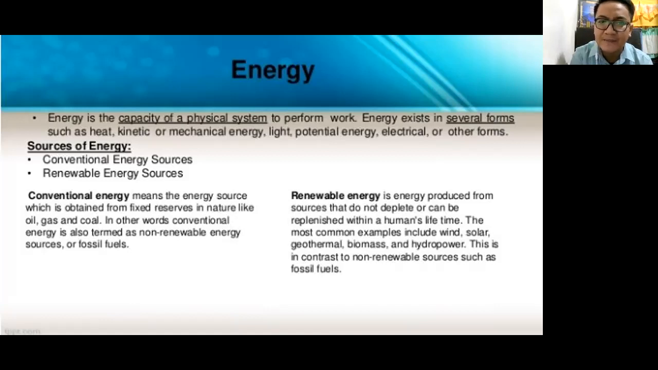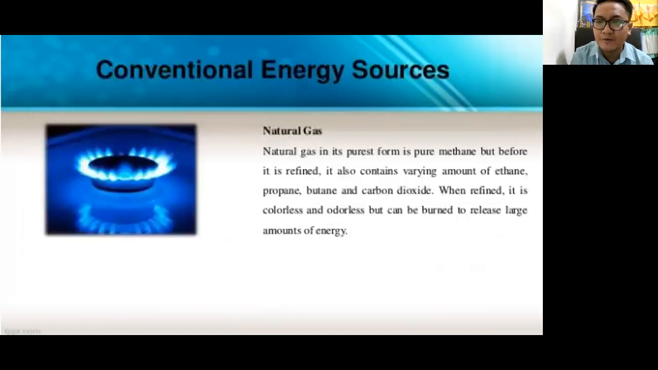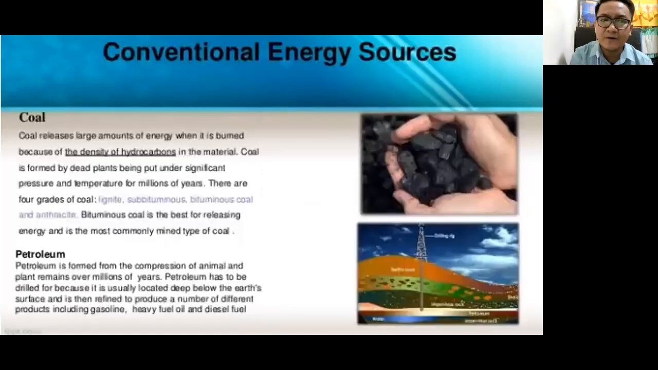Mapapansin po natin mamaya po yun. Ito po yung sample ni conventional or non-renewable energy sources. The natural gas. When refined, it is colorless and odorless but can be burned to release a large amount of energy. Nag-release din ng some gas or chemical na tinatawag nating ethane, propane, butane, and some carbon dioxide. Another conventional energy source, uling o yung tinatawag po natin coal, releases a large amount of energy when it's burned because of the density of hydrocarbons. So doon lang po tayo umiikot sa tinatawag po nating hydrocarbons, no? The density of hydrocarbons on the conventional energy, which is the coal.